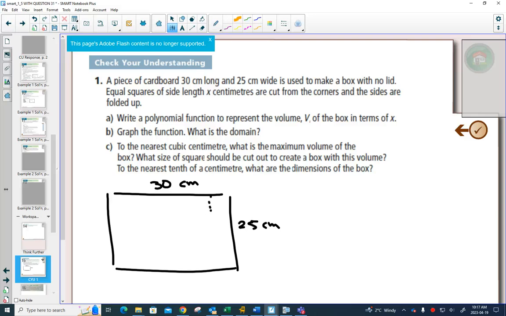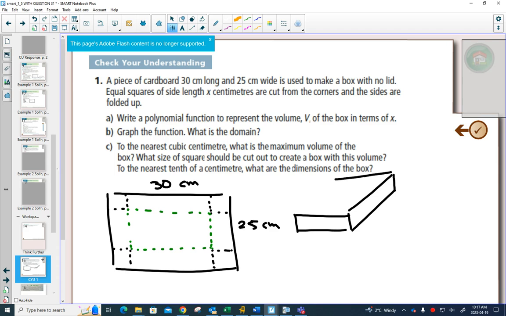So you cut a square out here, cut a square out here, cut a square out here, and cut a square out here. And then if you fold along these green lines, can you see that that would make an open-ended box? And the interesting thing is that I'm going to put this as X on all of these corners, because these squares are all the same size.